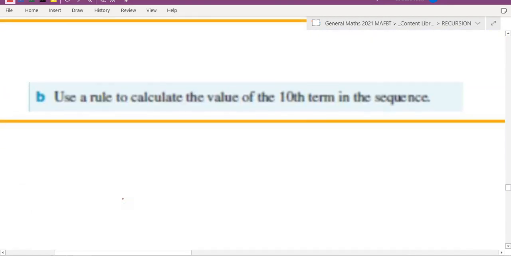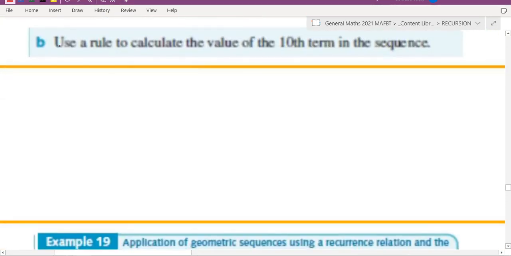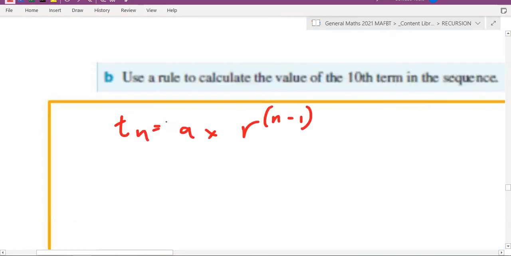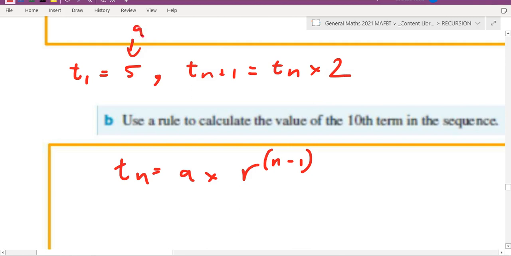So for part B down here, am I using the same question? Yes, it is. So the nth term rule, remember, is Tn equals A times r to the power of n minus 1. I'm looking for the 10th term. If you look back at your recurrence relation, T1 equals 5, and then Tn plus 1 is equal to Tn times 2. So this was my recurrence relation. This is your A, and this is your r. First term, and that's your common ratio.